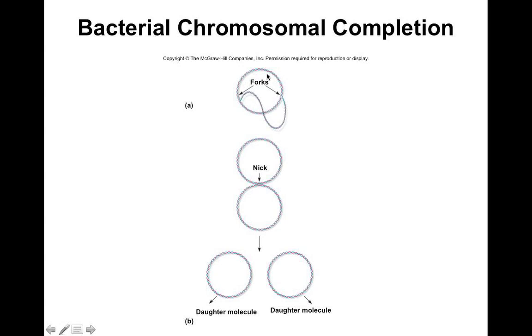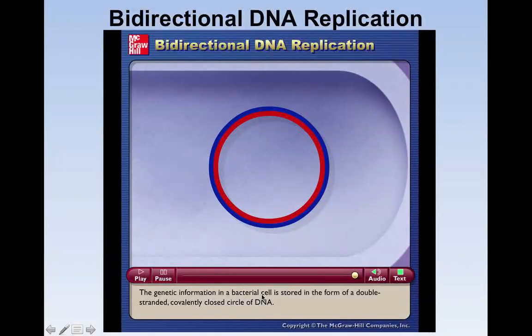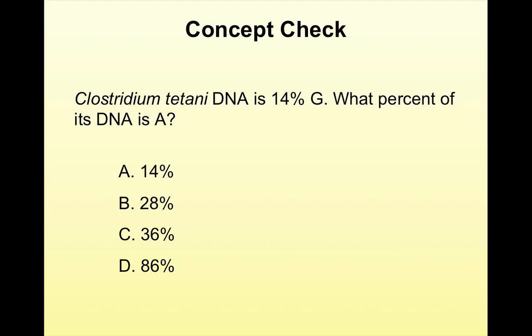Here you can see what happens as the DNA is being copied. You get these two identical copies of the circular chromosome, and at the very end you get something called a nick, and this little nick eventually breaks off, allowing for two separate copies of DNA. Here's another movie you can watch at your leisure.